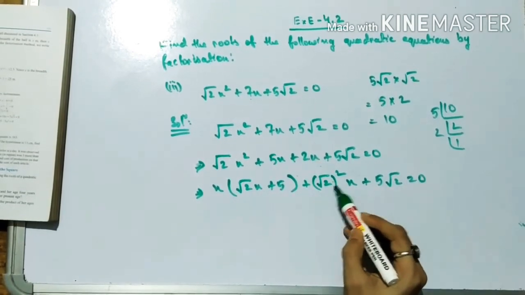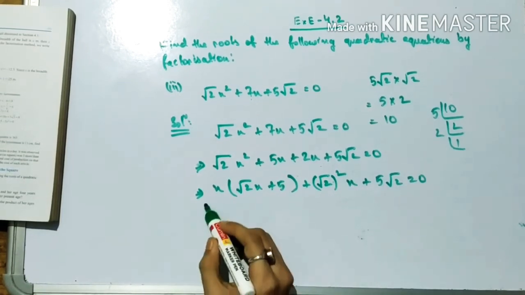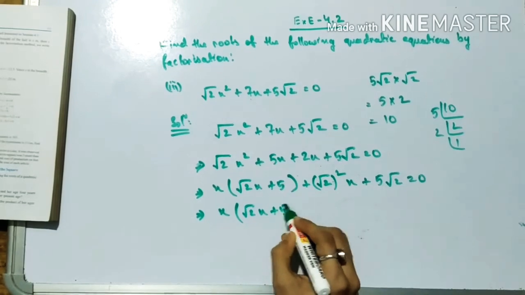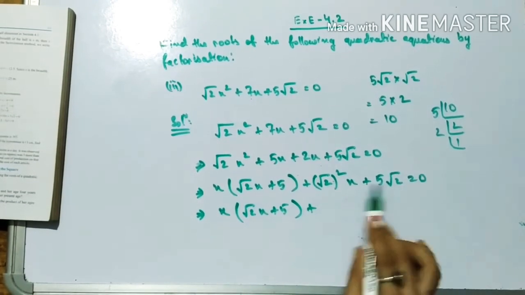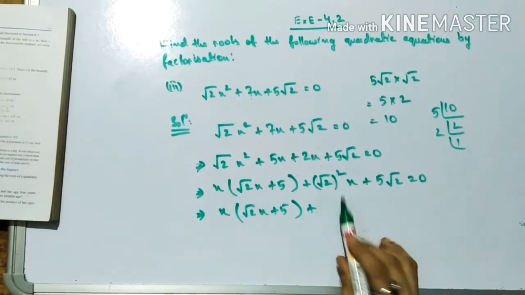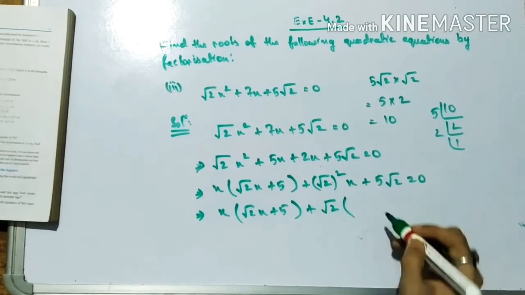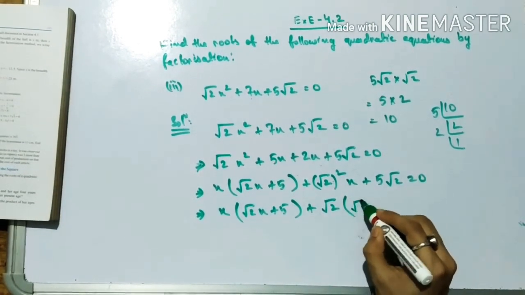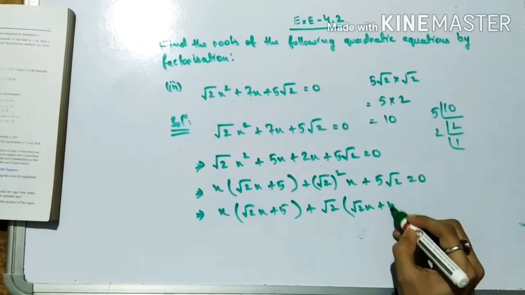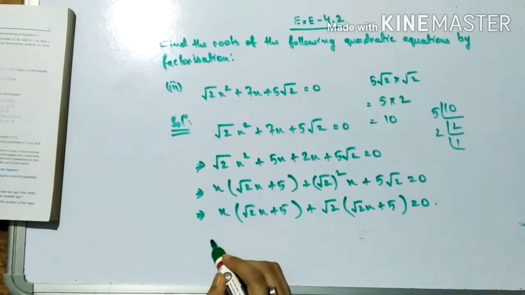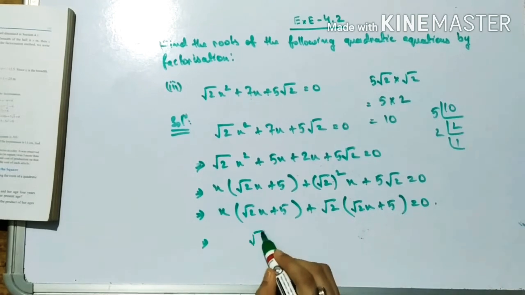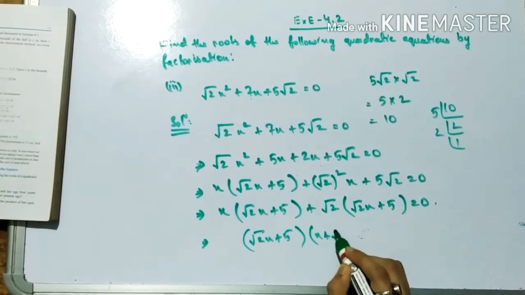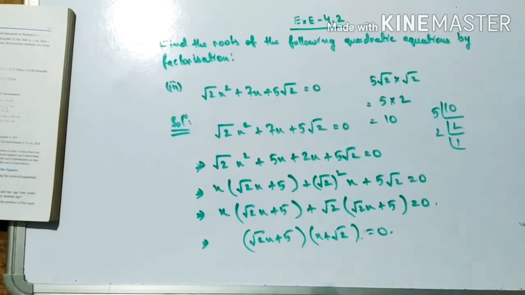Yes, 2 I can write as root 2 the whole square. Understand? So now what will I get? x root 2x plus 5 plus, from here what common can I take? See, root 2 common I can take. Root 2 common. So here I will get root 2x plus 5 equals to 0. So ultimately I got root 2x plus 5 into x plus root 2 equals to 0.